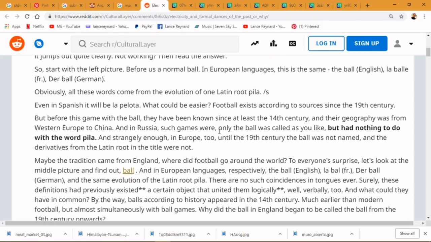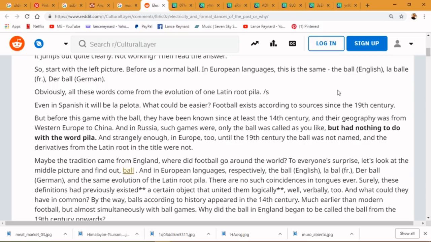So start with the left picture. Before us, a normal ball in European languages. This is the name. This is the same. The ball, English, la belle, French, and der Ball, German. Obviously, these words come from the evolution of one Latin root, pila. Even in Spanish, it will be la pelota, which could be easier.